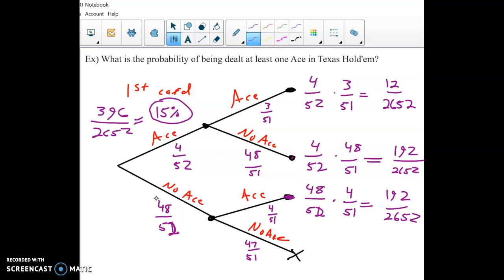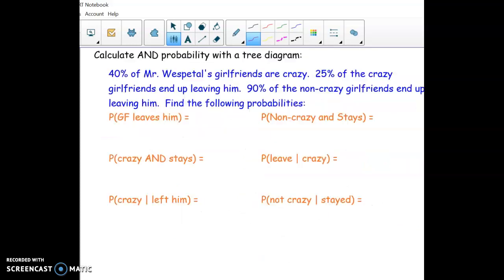So this is what we call a tree diagram, and it works really well for conditional probabilities, where the conditions in the second part depend on what happened in the first part. All right, so let's do another example. We're going to draw the tree diagram first and then try to answer all of these questions. Okay, and so you really just got to draw the diagram and make some sense of it.